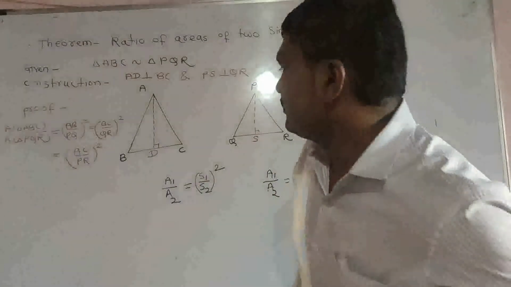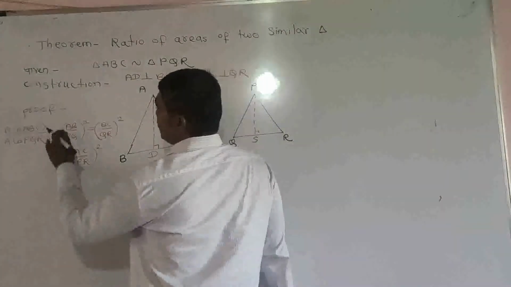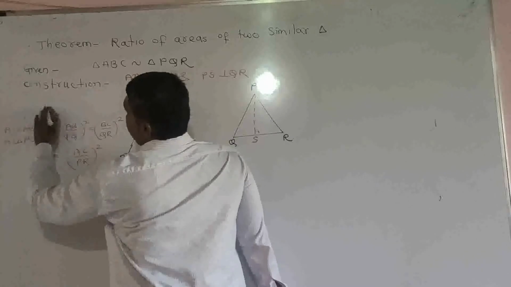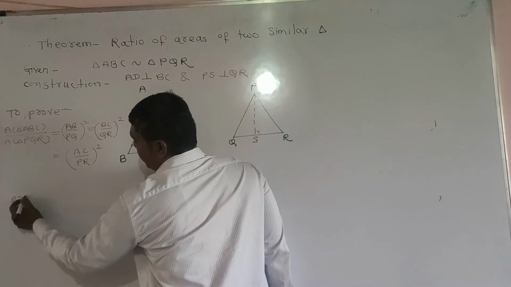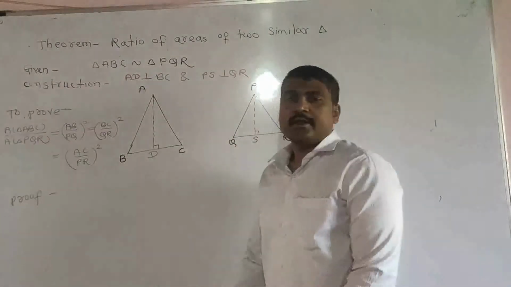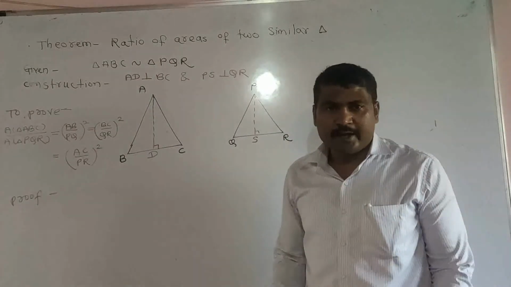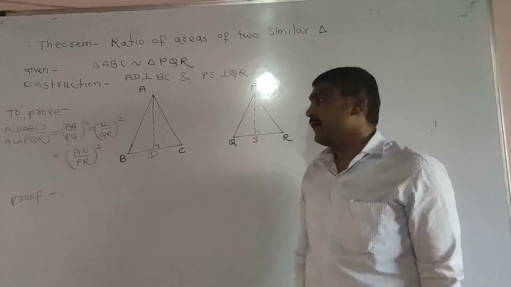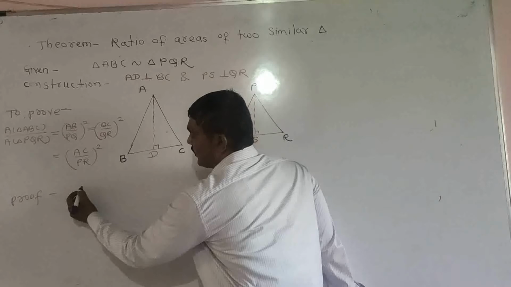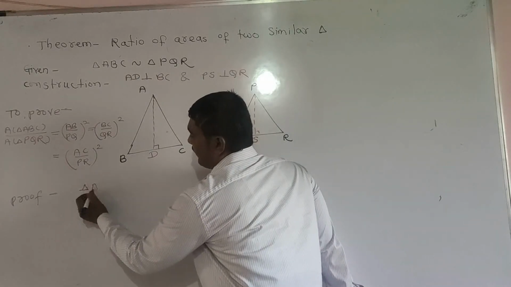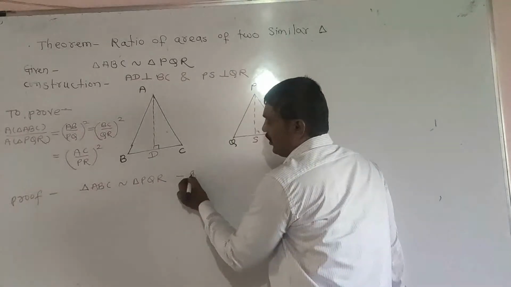So now I am starting to prove this theorem. So I am writing here, this is the to prove. Now I am starting the proof. Okay. What is given here? In given, triangle ABC is similar to PQR, and we know when two triangles are similar, that means the ratio of their corresponding sides is the same. That's why I am writing here: given triangle ABC similar to triangle PQR, this is given.